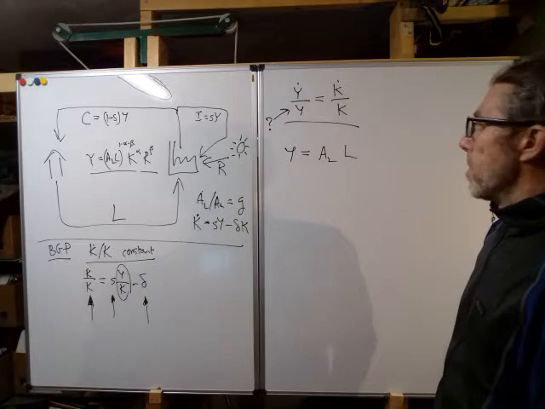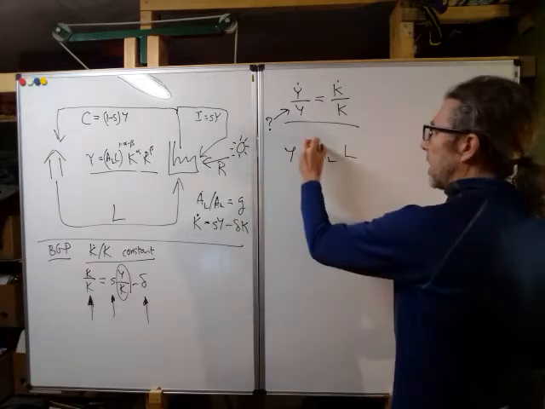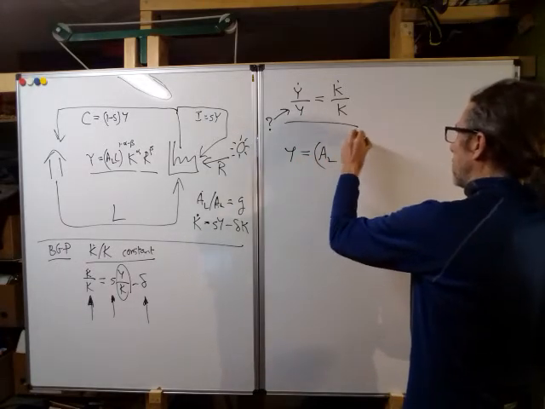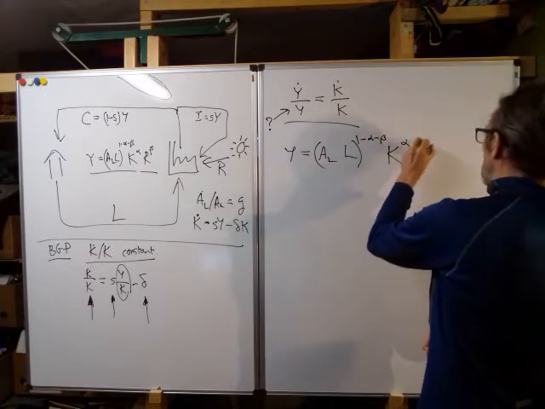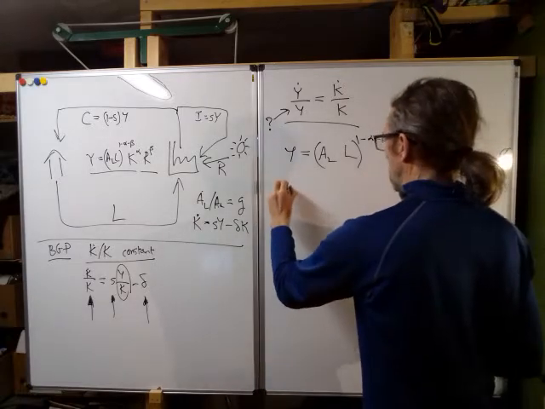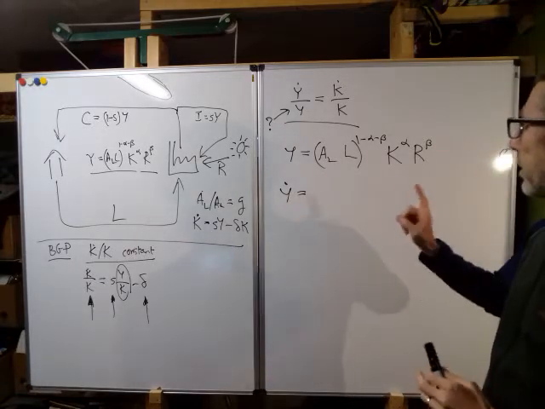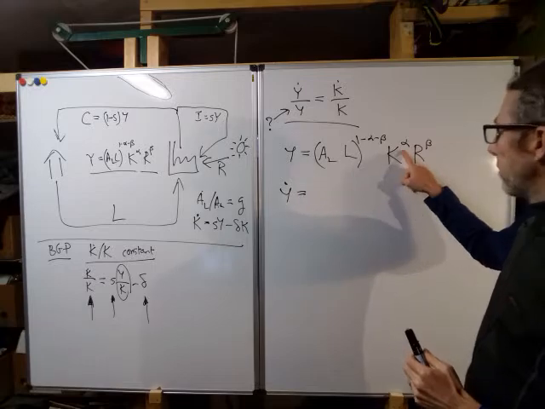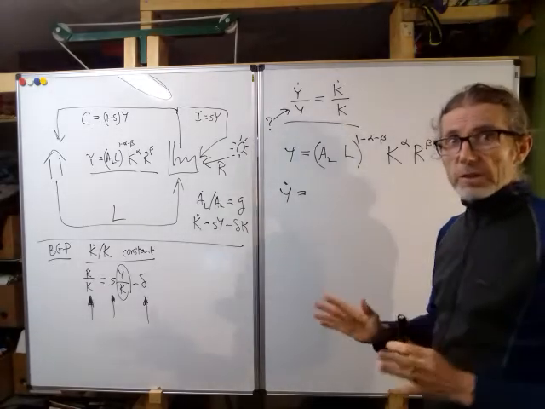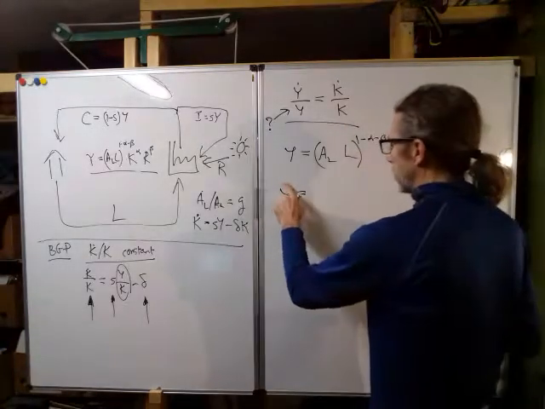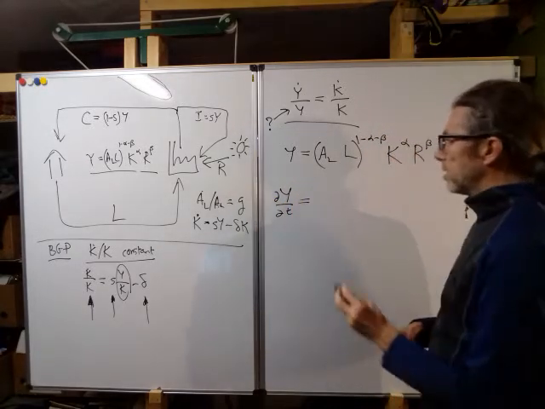So now I'm going to go all the way and look at this. Because now we have y is A_L L, so (A_L L)^(1 minus alpha minus beta), K to the alpha, R to the beta. So what's y dot? And now we have the third thing to think about, which is this alpha. So we're using the same rule. So dy dt, I'm going to go back to writing dy dt.